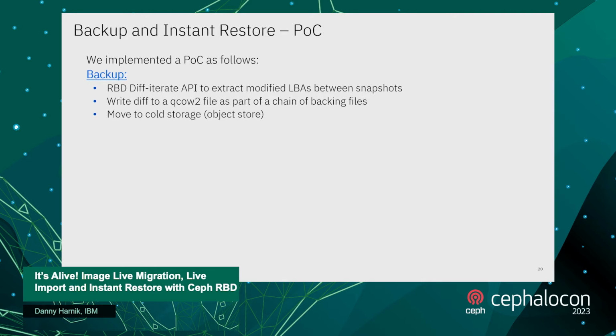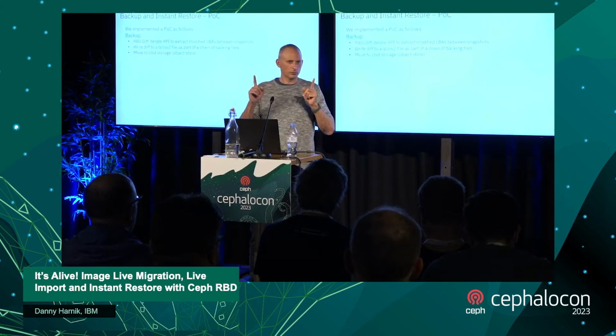Okay, so for backup, there's an API, diff iterate, with RBD. It's actually used by export v2. It goes low level, and it's just going to give you whatever has changed between snapshot A and snapshot B, and you can read all of that out. What we did in our POC is we write that into a QCOW2 image, and the image contains only the changes. QCOW2 images have this notion of a backing file.